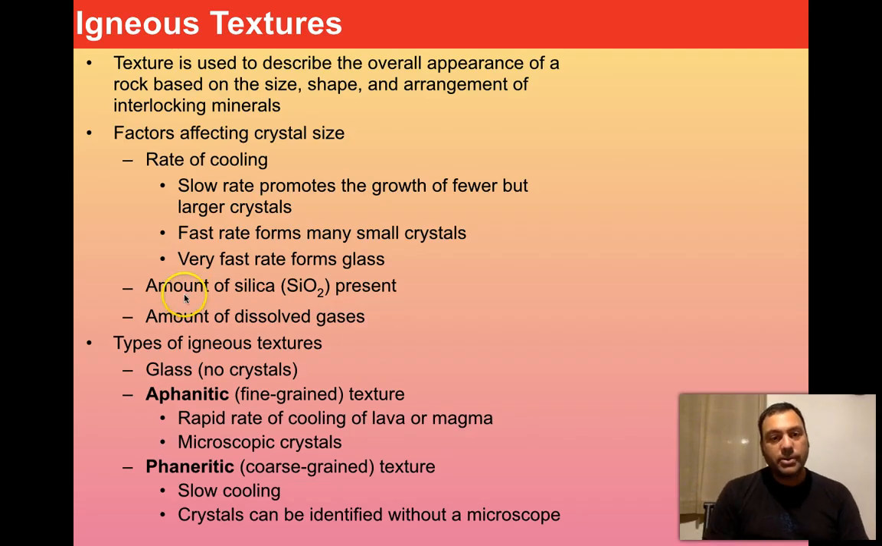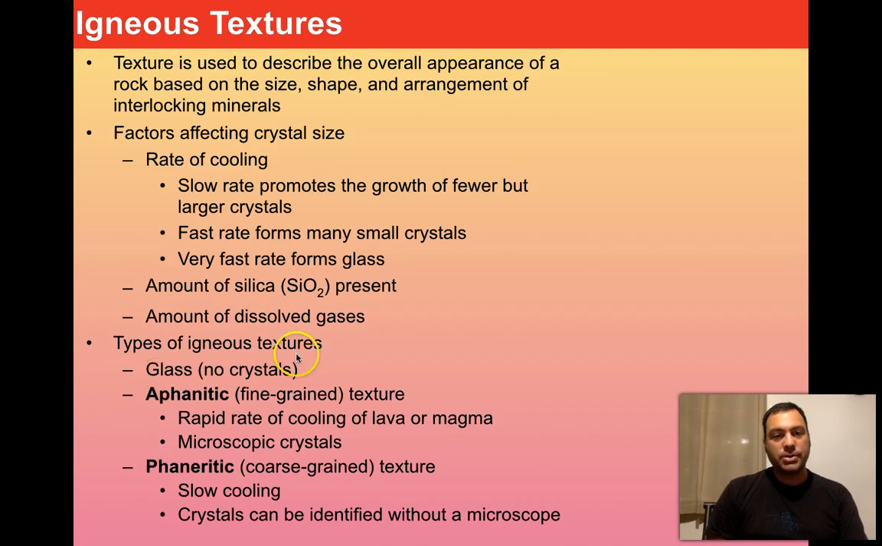Another important factor is the amount of silica that's present. If you have a lot of silicon dioxide, it's going to determine the mineralogy itself. And then, of course, the amount of dissolved gases will also determine not only the mineralogy, but the ability of forming different crystals. So that results in 3 important vocabulary words that we need to keep in mind as we go forward. One we've already discussed: glass.